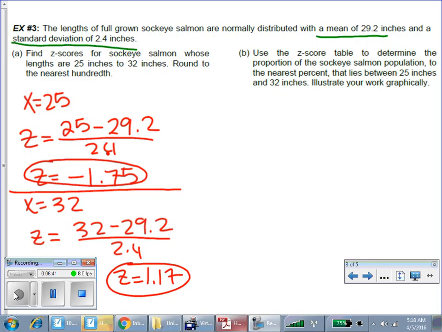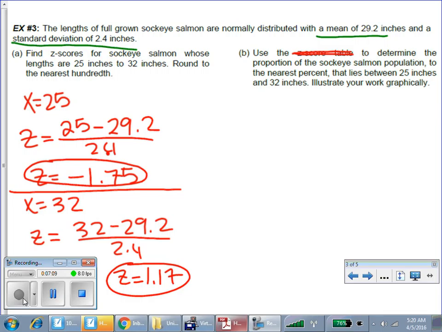Okay, let's look at part B here. Use the z-score table. We are not going to be using the z-score table during this video today. To determine the proportion of the sockeye salmon population to the nearest percent that lies between 25 and 35 inches, illustrate your work graphically. Here's another thing we're going to learn how to use the calculator for.